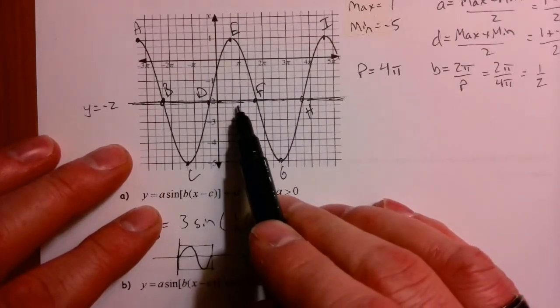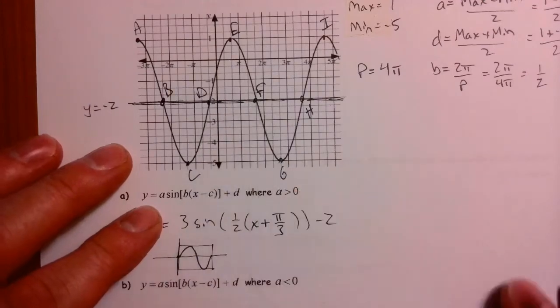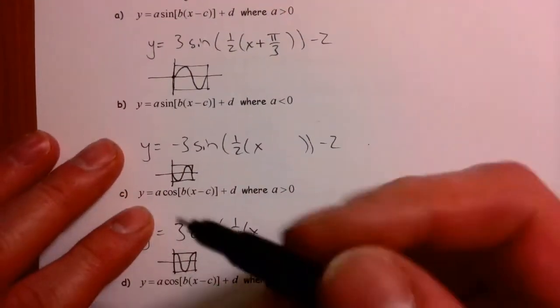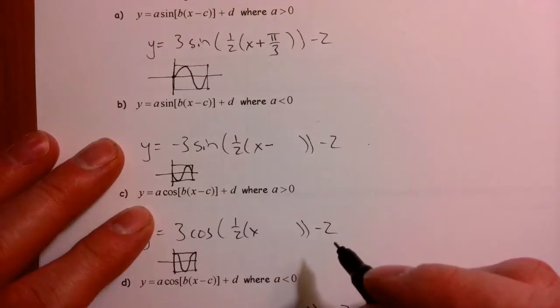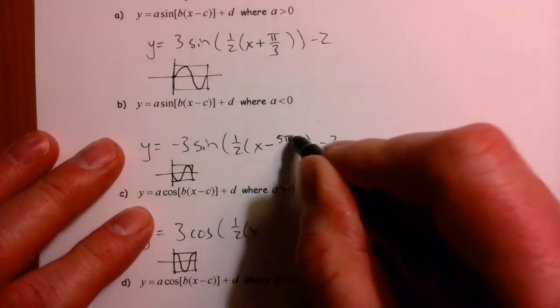And now that we know what the scale is here, we can just count this out. This is 1, 2, 3, 4, 5. It's been moved 5 pi over 3 to the right. Well, to the right, I'm going to put subtraction there. 5 pi over 3.